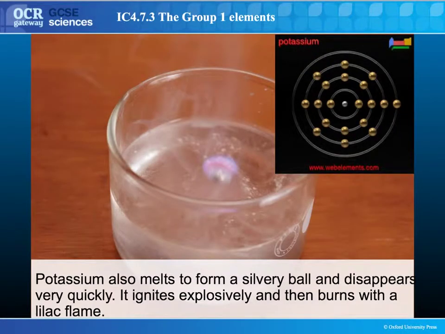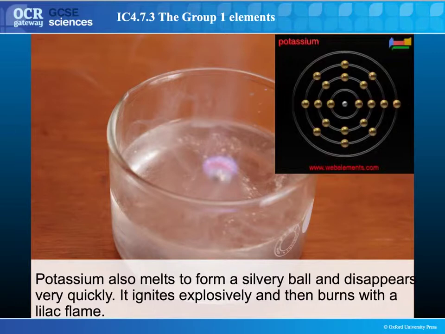And thirdly, potassium. Potassium, you can see in the picture, has ignited. You can also see the wisps of hydrogen gas that have been produced. This is being carried out in a much smaller container because it's a much more dangerous reaction. It's more vigorous, a lot more heat given off, faster rate of reaction. You can see here in potassium's electron structure, potassium has 19 electrons arranged in 4 shells with 1 in their outer shell.